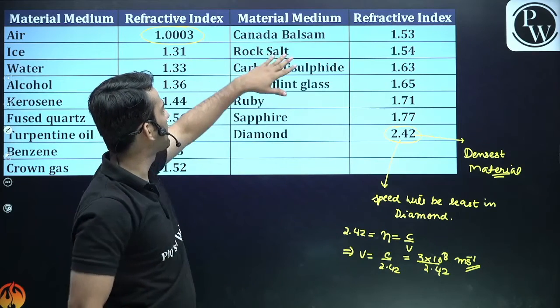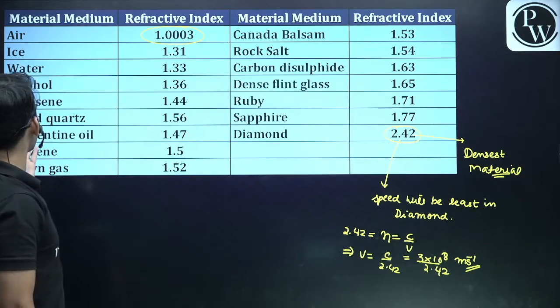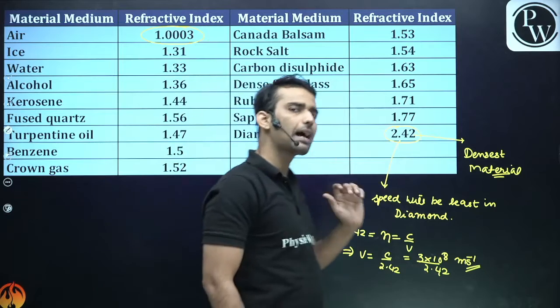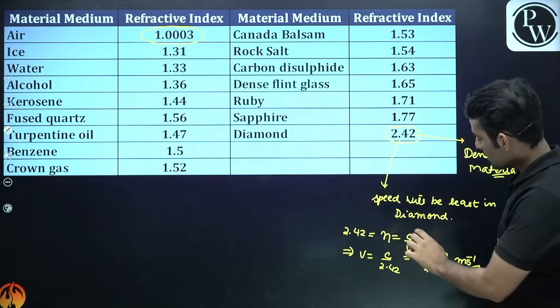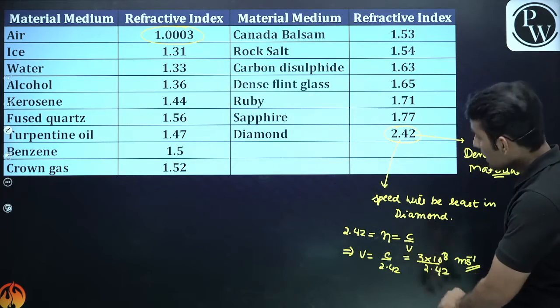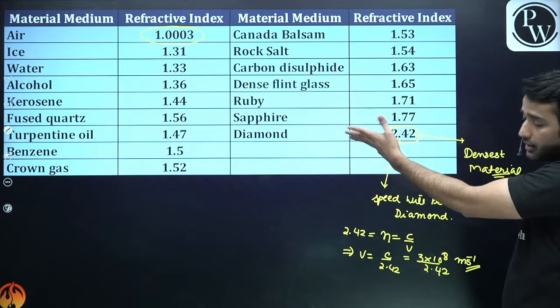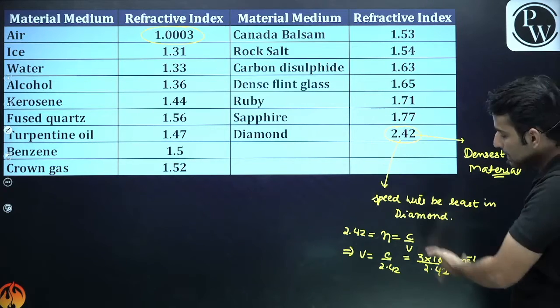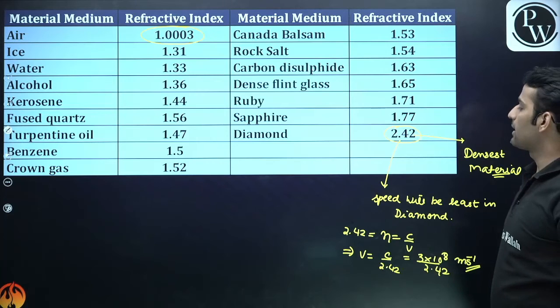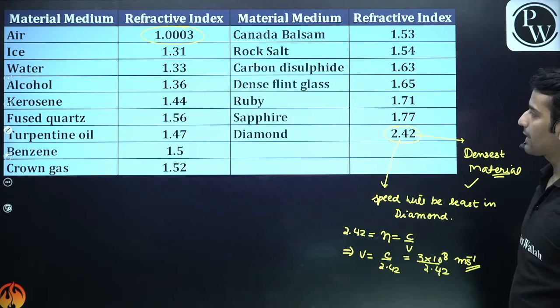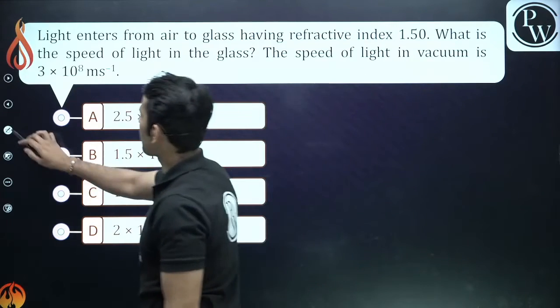And Canada balsam, rock salt, turpentine oil, kerosene, alcohol, they lie in between. So what you have to do is just divide the speed of light in vacuum by the refractive index of any of these, and you will get the speed of light in that medium accordingly. Clear? Is it clear to you guys? Okay, fine. Just try this numerical.